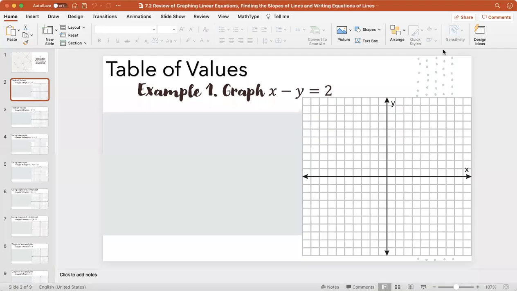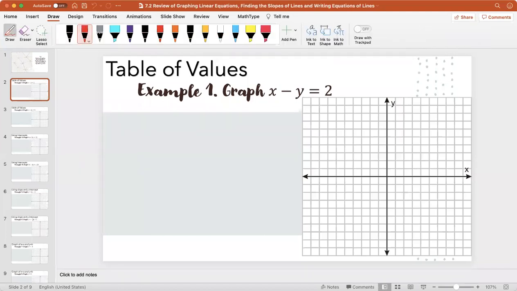So let's graph x minus y equals 2. There are three methods that we can use in graphing. One is the table of values. So if we use the table of values, we can make use of three ordered pairs. So this will be your t chart x, y.